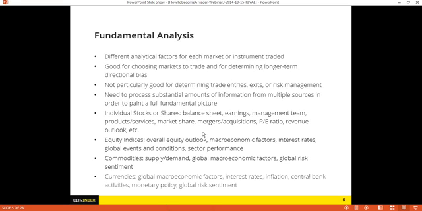And then in terms of the currencies, one of my specialties, again, global macroeconomic factors, interest rates, inflation, especially central bank activities, monetary policy, global risk sentiment, all of that. The big announcement a couple weeks ago was the non-farm payrolls report in the U.S., and that turned out very good. And so we saw a big jump in the U.S. dollar, only to turn back around and reverse itself shortly thereafter. So you really got to keep in tune with everything that's going on, not just one aspect of the fundamentals, but pretty much all of them.